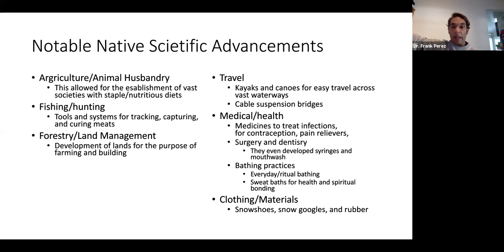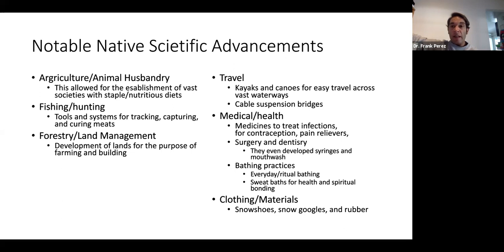In terms of medical and health, they were able to develop medicines to treat infection, used for contraception. So they actually had the first forms of oral contraceptives and pain relievers. Modern day aspirin is actually an indigenous invention. It comes from tree bark. They both had forms of surgery and dentistry, and even developed syringes and oral mouthwash, which enabled their ability to live longer and healthier lives.